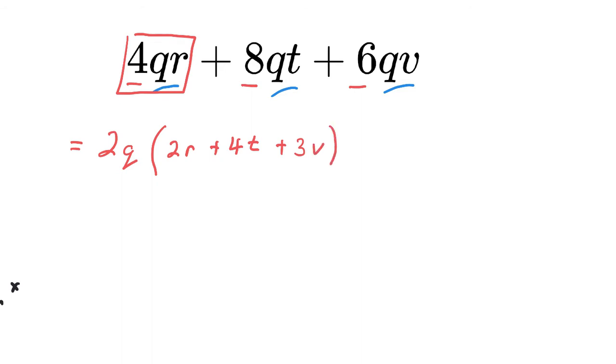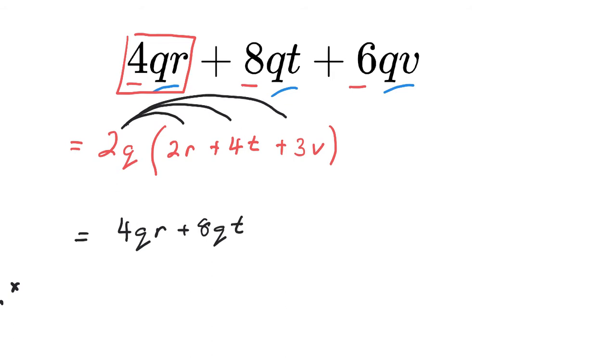A really fast way to check if you've done your common factoring correctly is to multiply out. So 2q times 2r equals 4qr. 2q times 4t is 8qt. And 2q times 3v is 6qv. So we've done our factoring correctly.